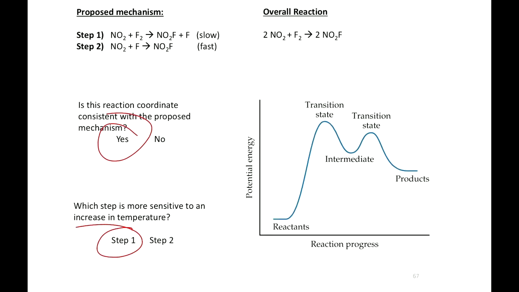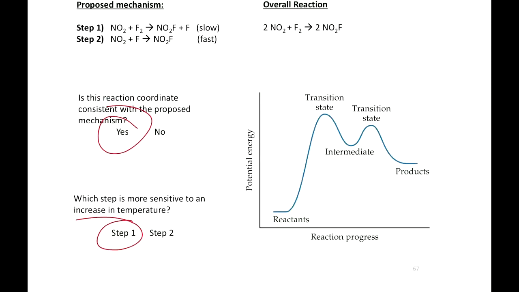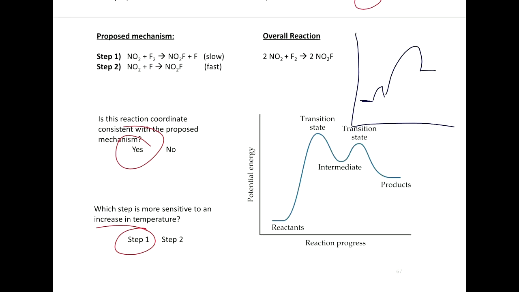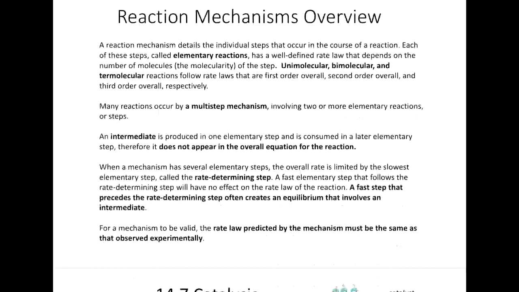Okay, what would the graph look like if the slow step was the second step? It would look something like a small hill, then a big hill. Something like that. That would be a slow second step. Okay, good.